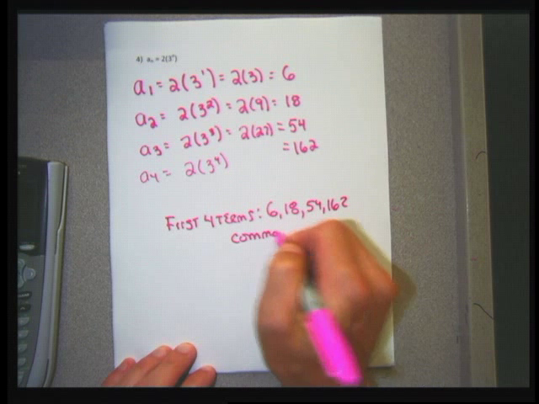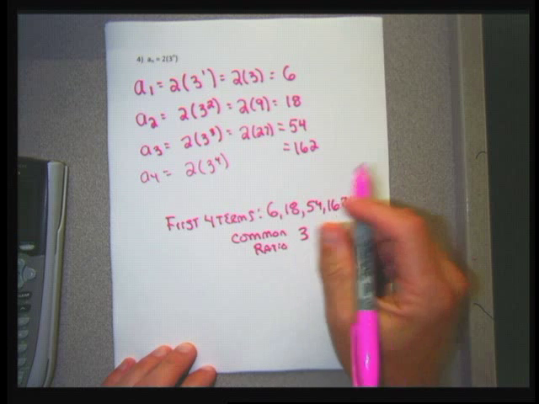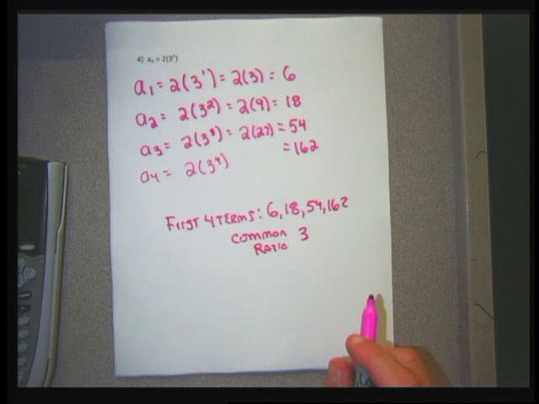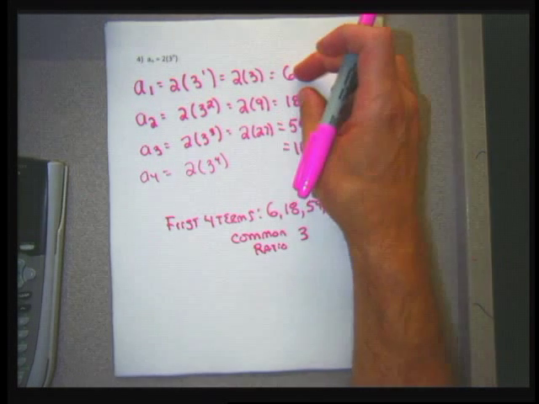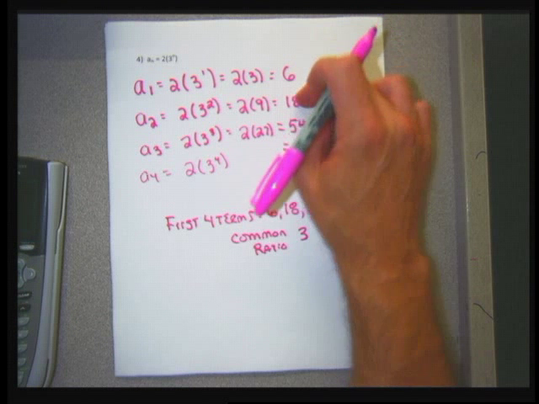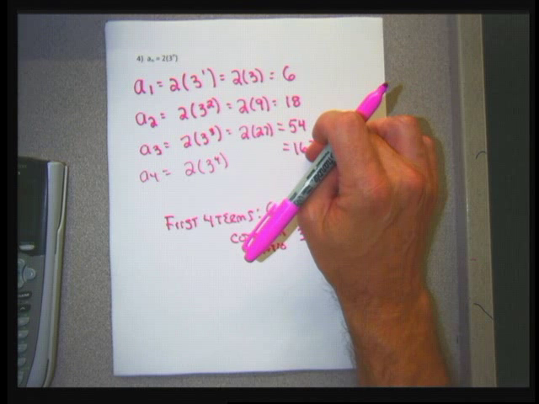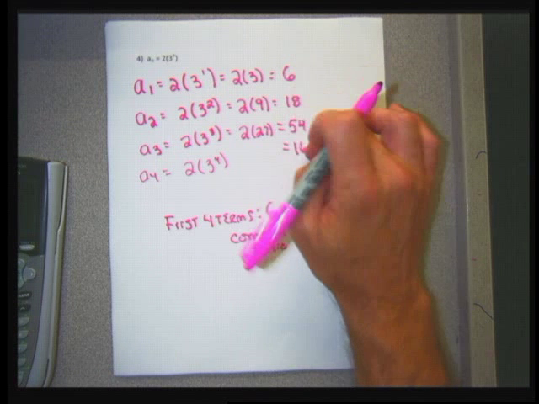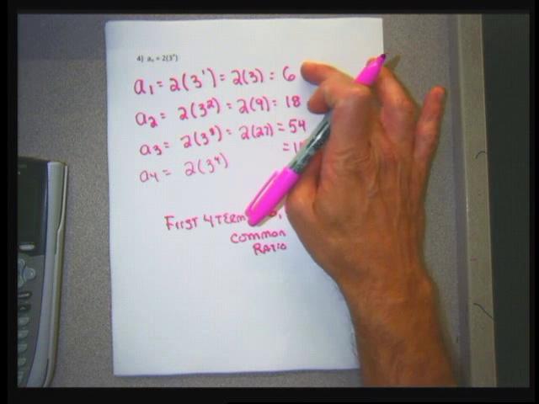And the common ratio, what I have to multiply by to get from one term to the next, is 3. These aren't arithmetic sequences because you don't have to add the same number to get from term to term. Because if it was an arithmetic sequence, if the first two numbers were 6 and 18, the next number would have to be 30 because 6 plus 12 is 18. If it was arithmetic, 18 plus 12 would be 30, 30 plus 12 would be 42. This is not an arithmetic sequence because I'm not adding to get from term to term. It's a geometric sequence because I'm multiplying to get from term to term.